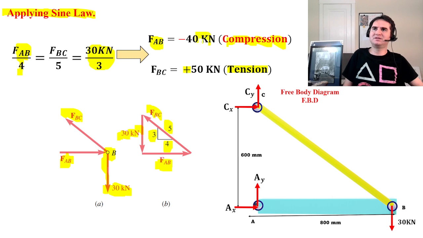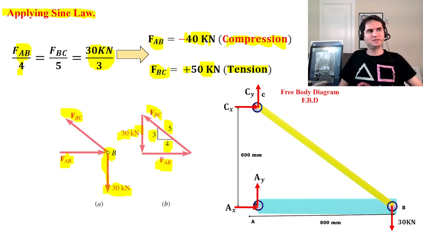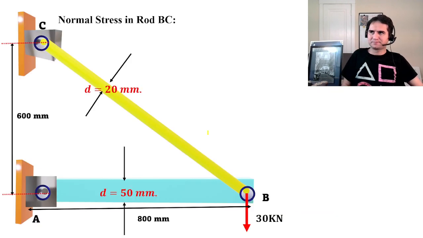This time we calculate the numeric value of force AB and BC, where AB is a negative 40 kilonewton and BC is a positive 50 kilonewton. It's a tensile force. As soon as we have the forces, we can calculate the stresses, but let's see how we can interpret them in different kinds of stresses.